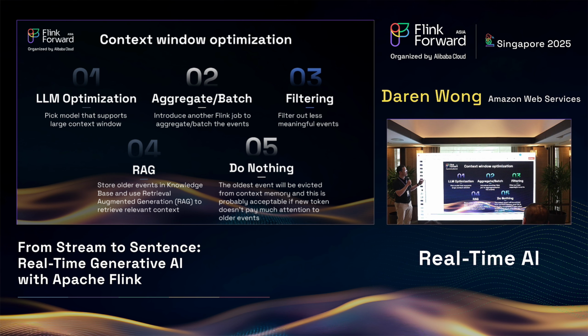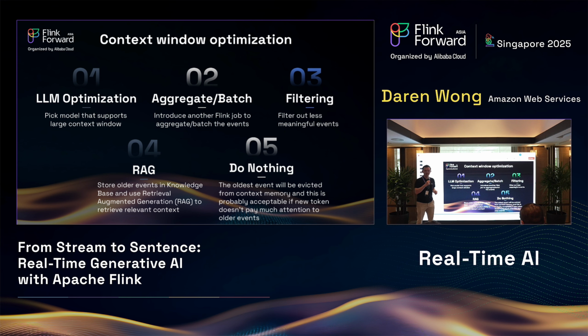So in the next slide, here are some optimizations that we can consider. The first one, again, is to optimize the LLM itself. We can simply pick a model that supports a large enough context window for our use case. The second and third approaches are similar to before, where we try to aggregate, batch, or filter out the events. And the idea here is if we can filter out the events or batch the events, that means we need to only store fewer events in the context window, and that helps optimize space.